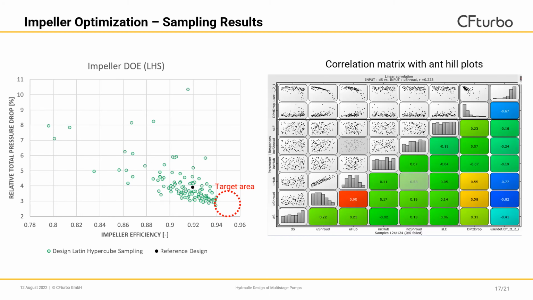After the sampling, we ran some statistical post-processing on these samples. We have plotted a correlation matrix with anthill plots, and from this we can get correlation coefficients for parameters with respect to responses, but also input-input correlations and output-output correlations.